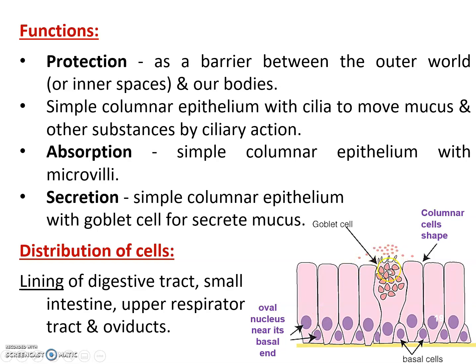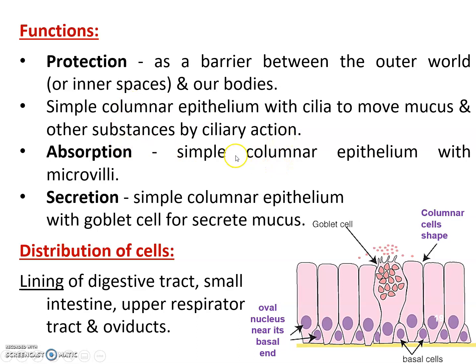Okay, and they usually secrete the mucus from the goblet cell as a lubricant. So the functions of the simple columnar epithelial tissue is to act as protection, which is a barrier between the outer world and our body. Simple columnar epithelial with cilia can move the mucus and other substances by ciliary action.